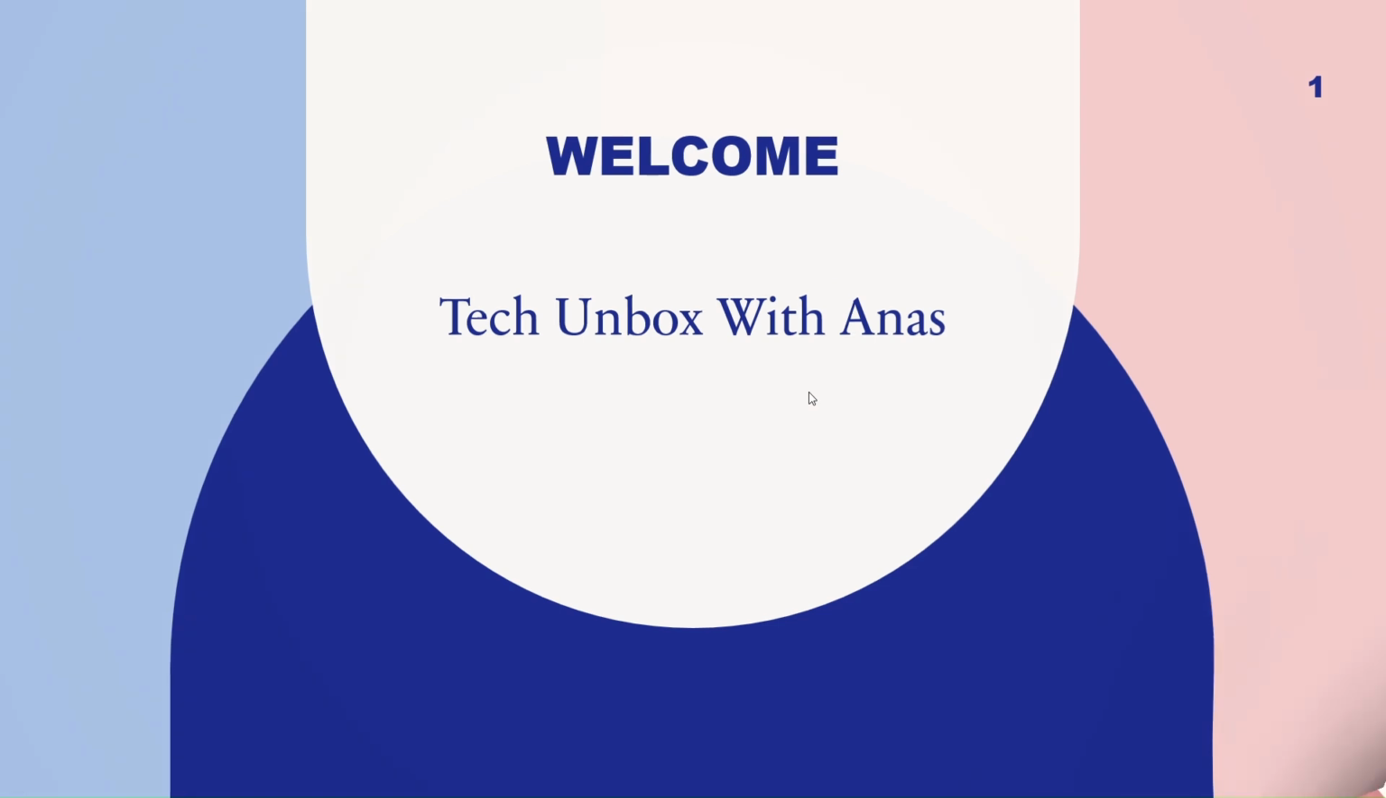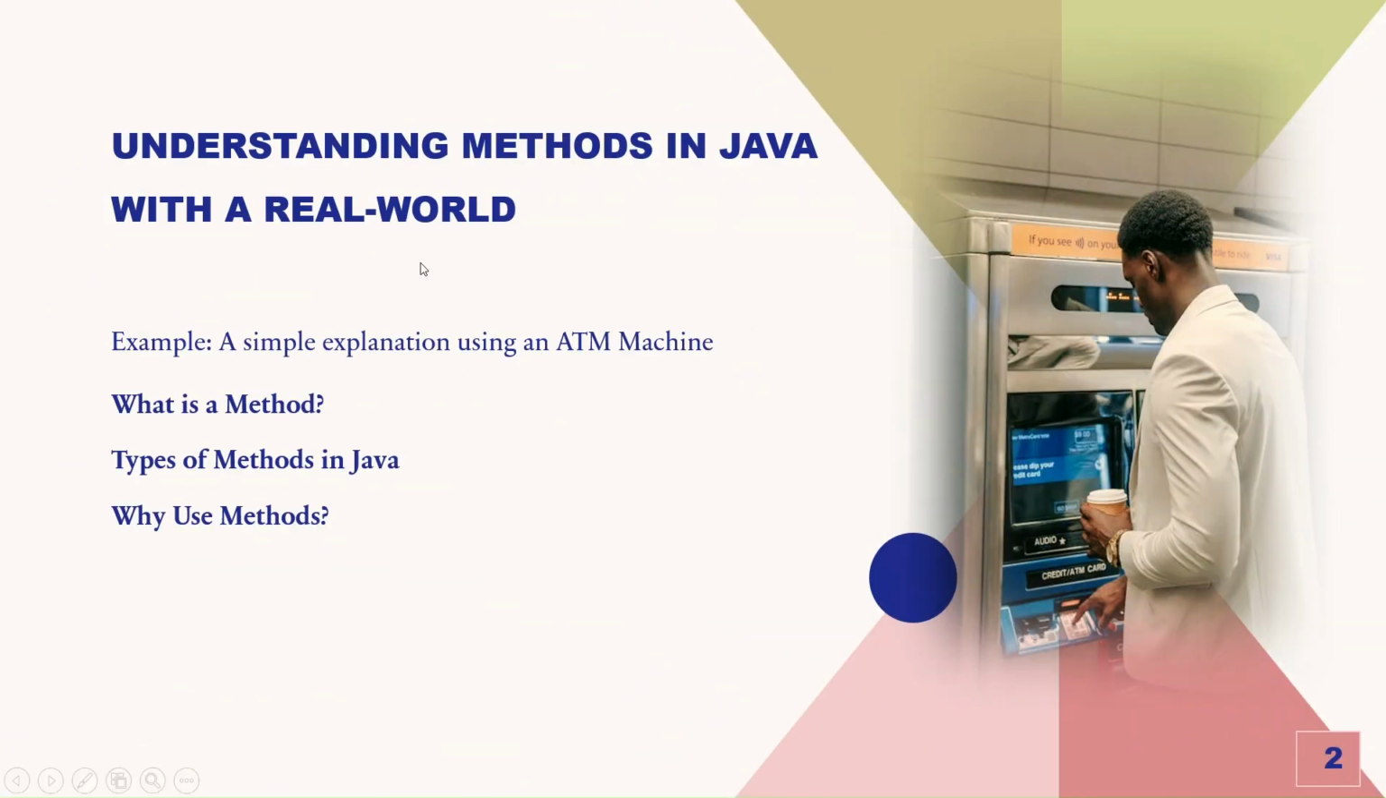So the first one is understanding methods in Java with a real world example. Before we jump to the example of an ATM machine, first we need to understand what methods in Java are, the types of methods in Java, and why we use methods in Java. Let's explore one by one.